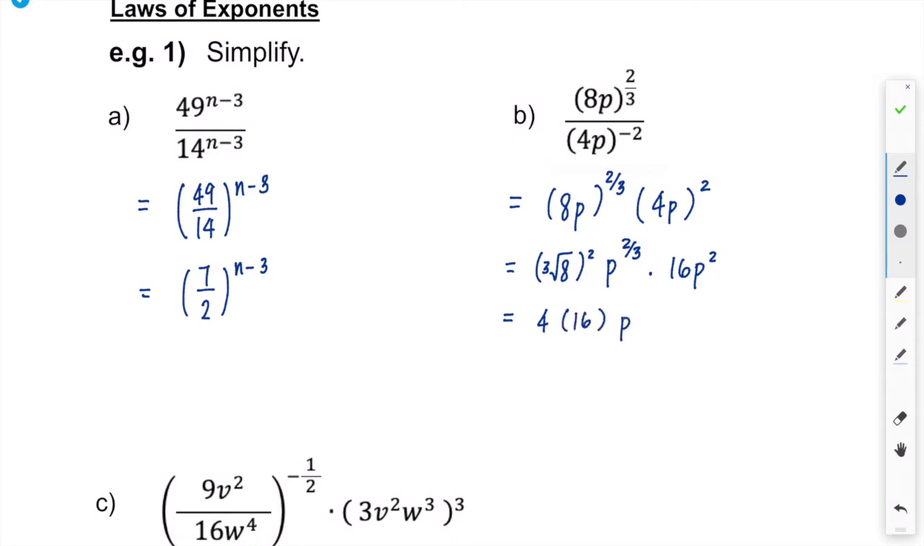In terms of the exponents of p, because I'm multiplying powers of p, I'm going to add their exponents. And finally, this is 64 p to the power of 2/3 plus 2, which is 6/3, so 8/3. If you're comfortable with simplifying this expression, you may have skipped a couple of lines, and that's absolutely okay.